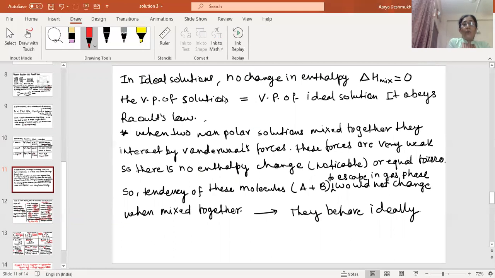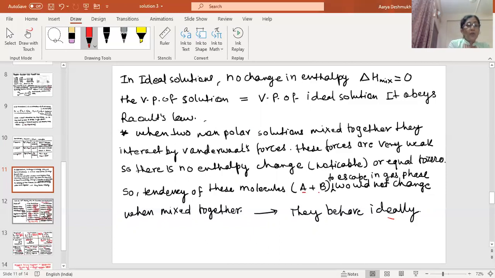But when two non-polar liquids are mixed together, they interact by van der Waals forces, and these are very weak forces. So there is no noticeable enthalpy change, or it might be equal to 0. The tendency of the molecules of components A and B to escape into the gas phase would not change when they are mixed together, and that is the reason they behave ideally here. This is the condition for ideality. If the solution is behaving ideally, it should follow these conditions.